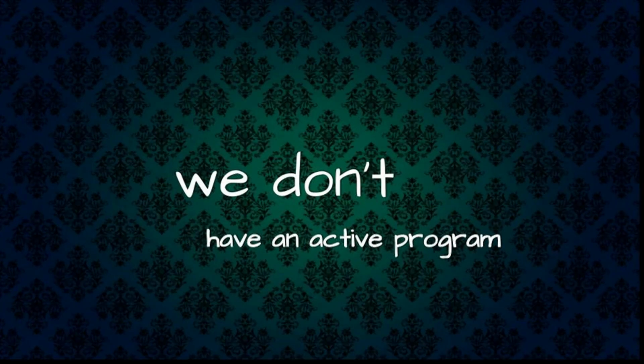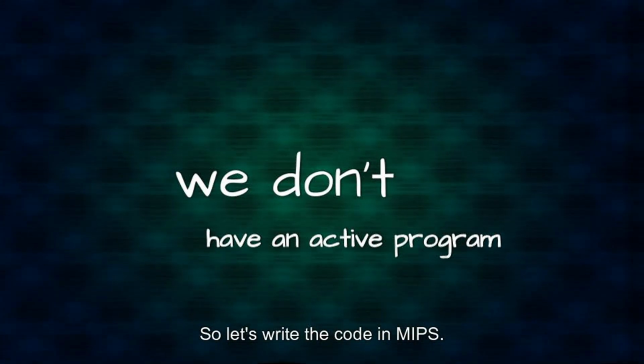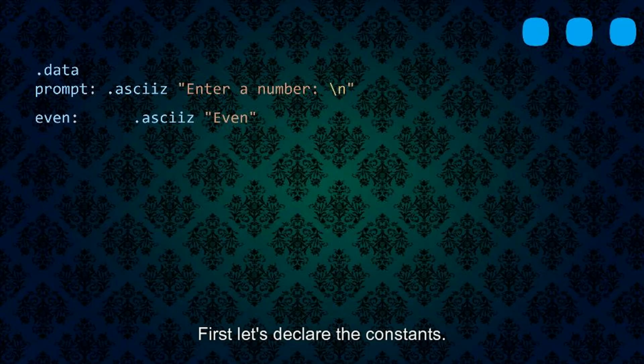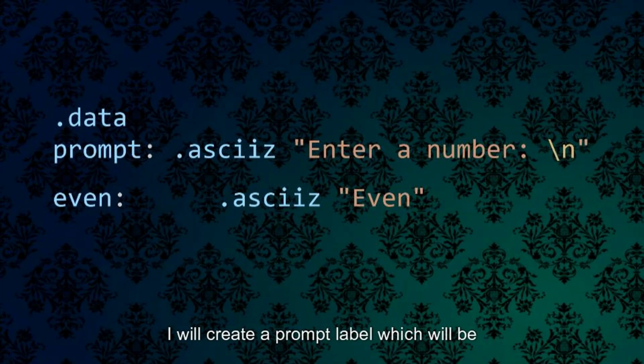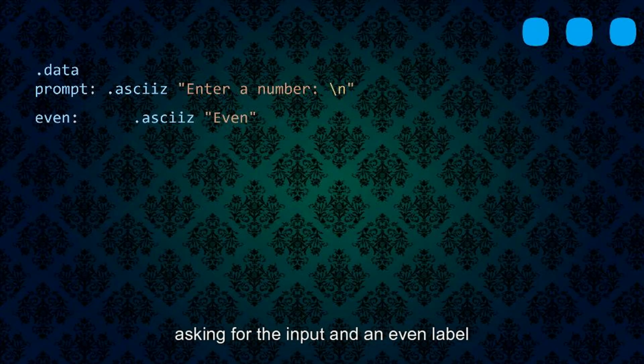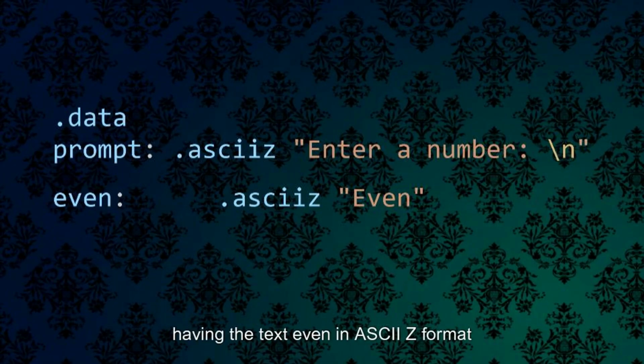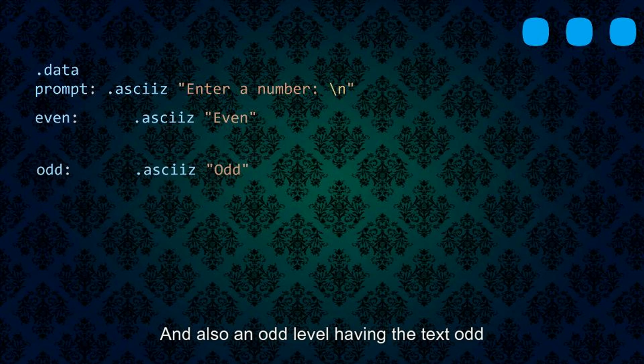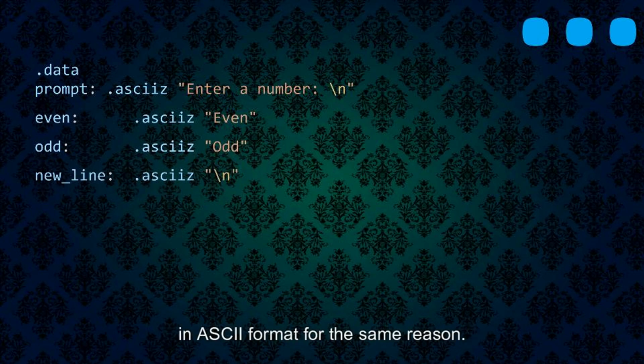But there's just one thing. We do not have an active program for it yet. So let's write the code in MIPS. First, let's declare the constants. I will create a prompt label which will be asking for the input, and an even label having the text even in ASCIIZ format since it will put a null terminator at the end of the text, and also an odd label having the text odd in ASCIIZ format for the same reason.